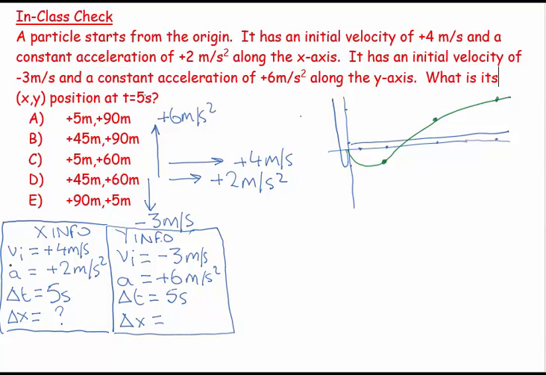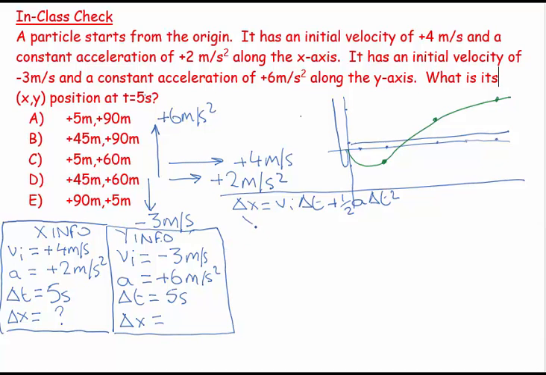So I'll do a calculation only using this left-hand column, and I'll do a calculation only using the right-hand column. I'm always trying to avoid mixing these two sets of information together. If I look over here, then the obvious equation is delta x is equal to vi delta t plus 1/2 a delta t squared.